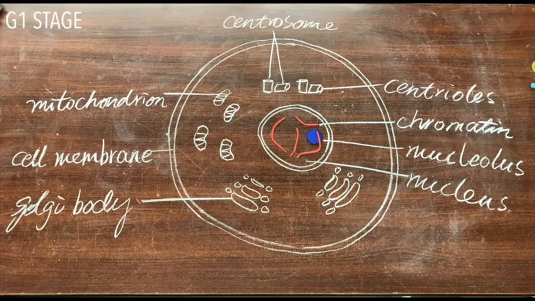G1 stage. G1 is a major growth period of the cell. As well, cytoplasmic organelles double in number. It is believed that the centrosome, consisting of 2 centrioles, are replicated during this stage.